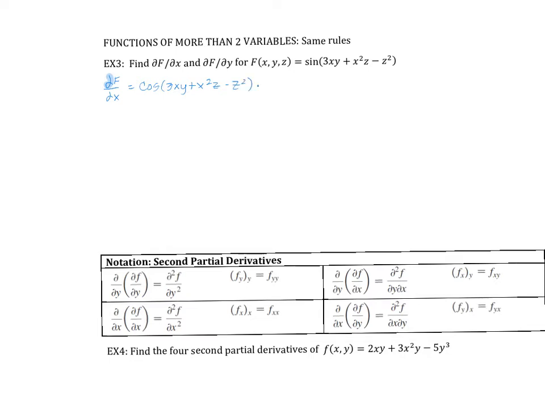But when I take the derivative of the inside, I'm taking the derivative with respect to the variable x. So it's going to be 3y plus 2xy. And then the minus z squared, the derivative is simply 0. I don't like it on that side because it looks like the 3y plus 2xy is part of the argument of cosine. So I'm actually going to move the 3y plus 2xy in front of the cosine.